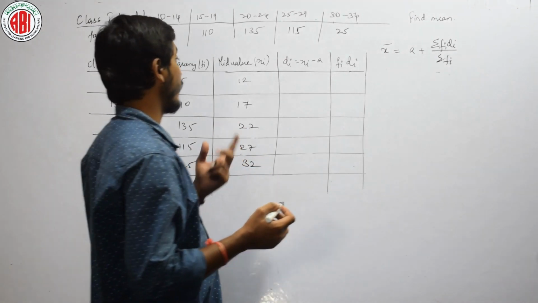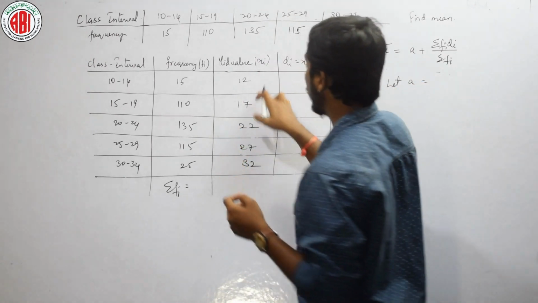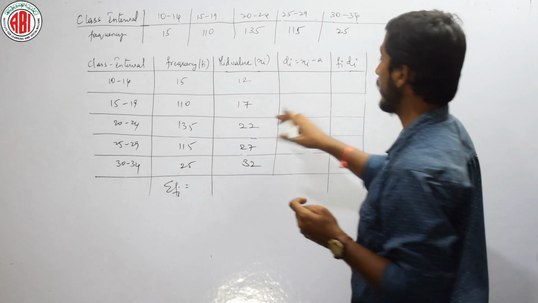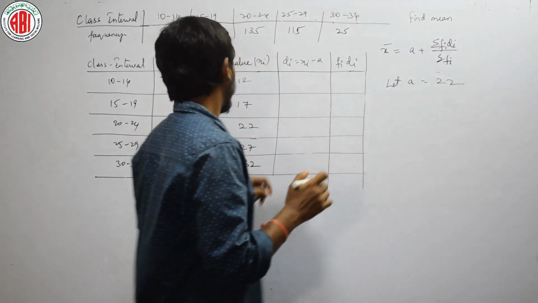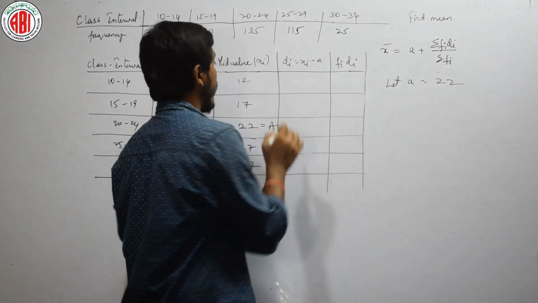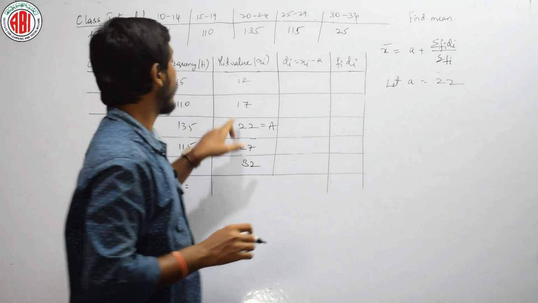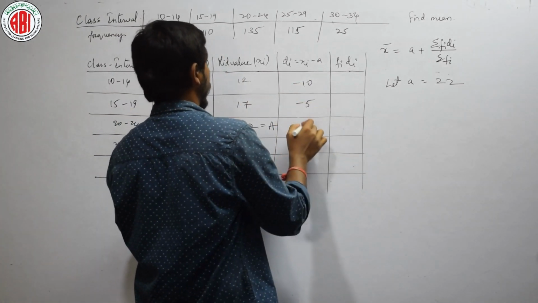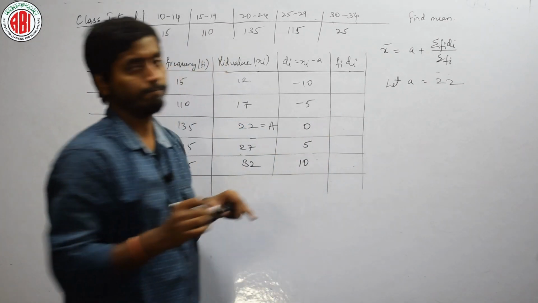Then the next step is what we have to assume. Let the assumed mean be the mid value of the middle class, which is 22. Okay. Then if I assume it to be a, I have to find the value of xi minus a. 12 minus 22 is minus 10, 17 minus 22 is minus 5, 0, here it is 5, here it is 10. Is it okay?